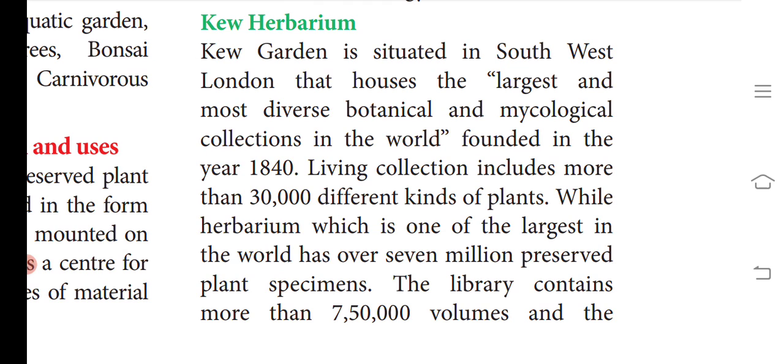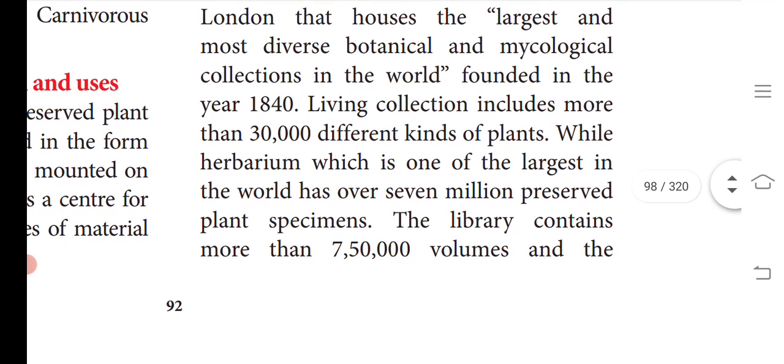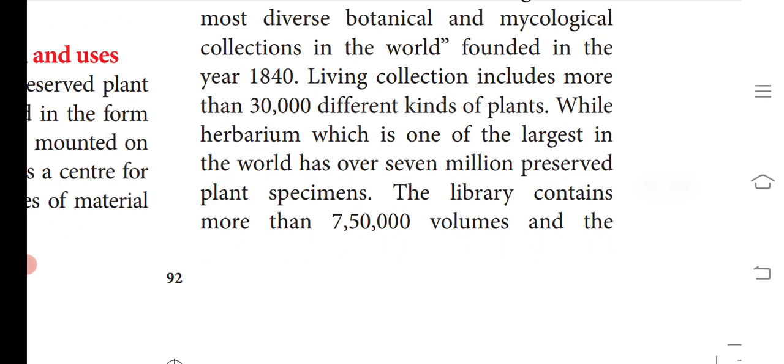Kew Garden is situated in southwest London, where the largest and most diversified botanical garden is seen, and where you have the preserved specimens of fungi also. That is what is said here. A mycological collection is seen in this Kew Herbarium. The living collection includes more than 30,000 kinds of different plants. So 30,000 plants are being grown here, and they are being maintained.